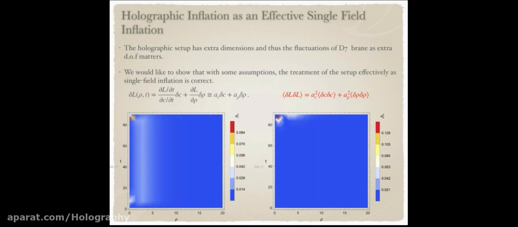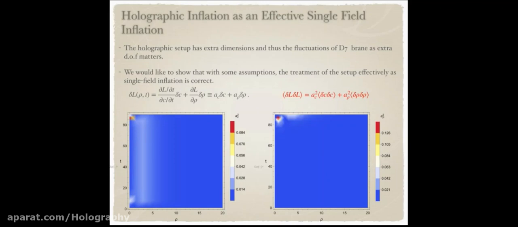the 2-point function of the embedding function, which was the direction perpendicular to the D7 brane, is a combination of the 2-point function of the condensate and also the 2-point function of delta rho. And as you see, we have plotted A_C squared and A_rho squared here, the coefficients of the two-point function of the condensate and the longitudinal mode along the D7 brane.